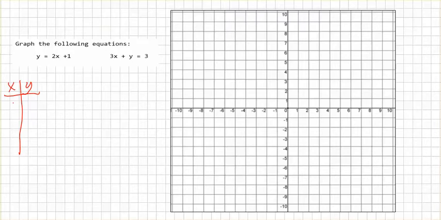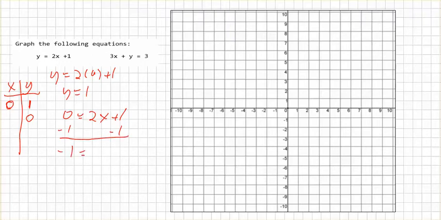I always like to make one of the values equal 0. So I'm going to make x equals 0. So this will be y equals 2 times 0 plus 1. So y equals 1. Well, that worked nice, so let's make y equals 0. So this will be 0 equals 2x plus 1. We subtract 1 from both sides. We get minus 1 equals 2x, or x equals minus 1/2.